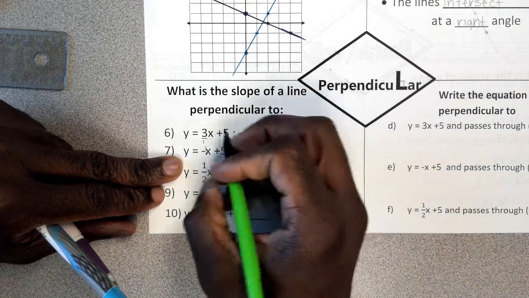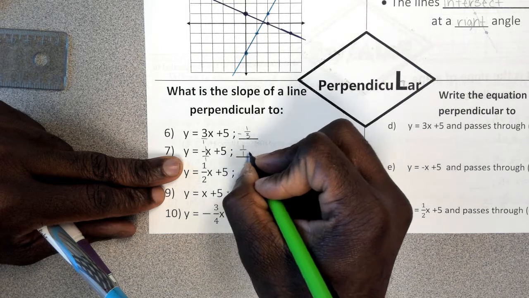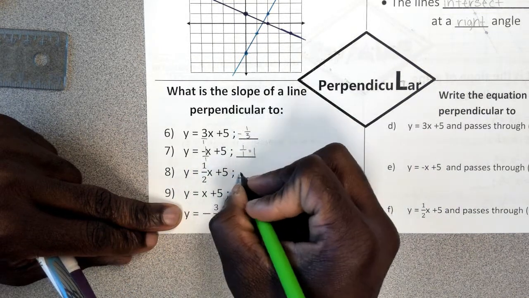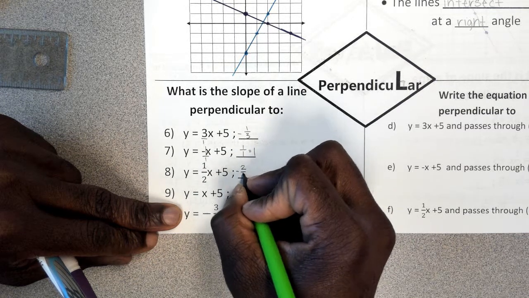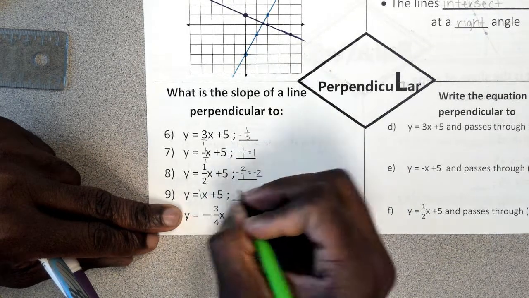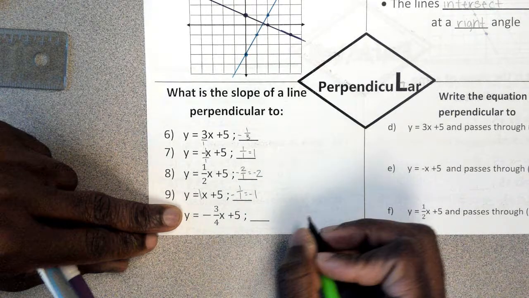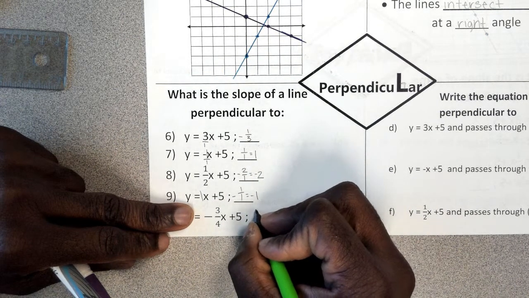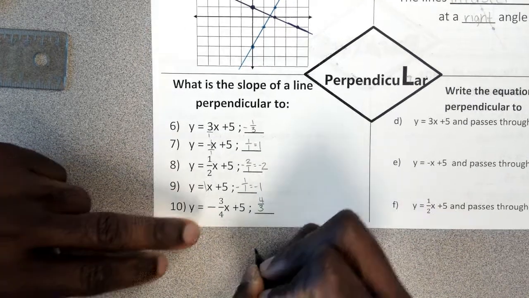Put a negative here. Put over 1, so it'll be a positive 1 over 1, or just 1. Opposite of positive 1/2, so that'll be negative 2 over 1, which is just negative 2. Again, put 1 here. Negative 1 over 1, which is negative 1. And make this positive. So there's going to be a positive 4 over 3.